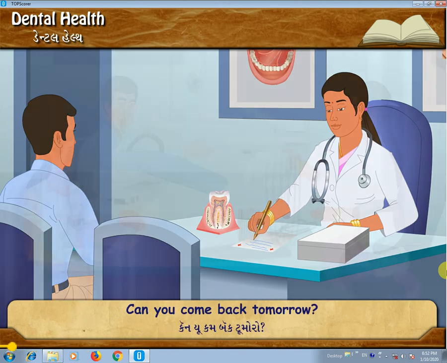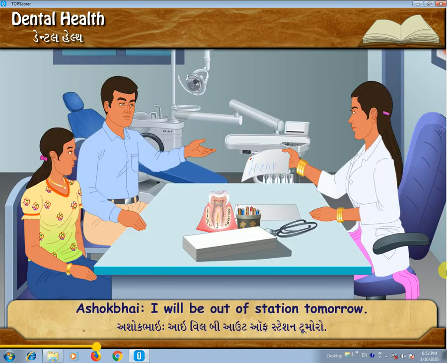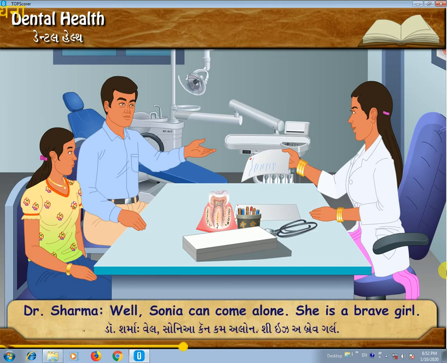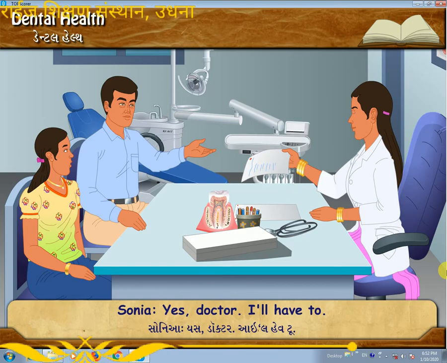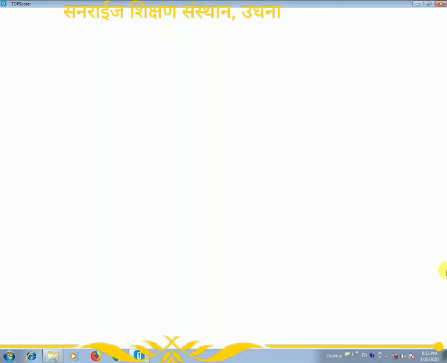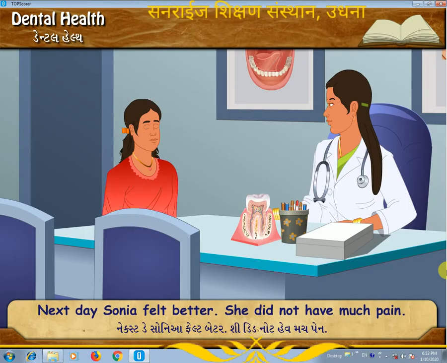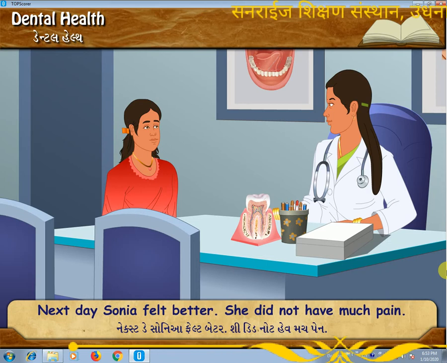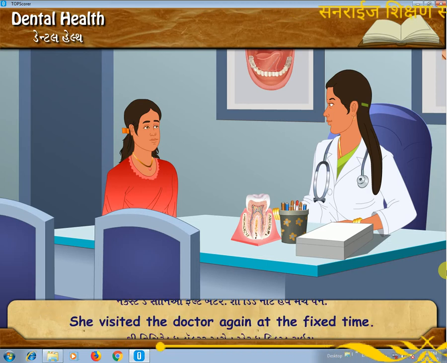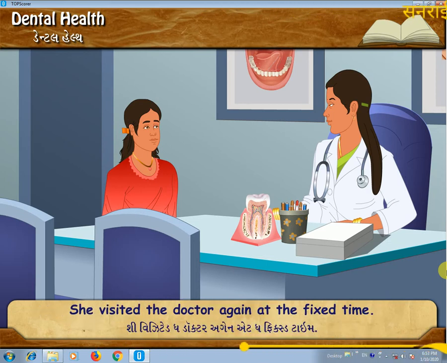"I am prescribing some medicines today. The pain will subside by tomorrow. Only then further treatment is possible. Can you come back tomorrow?" "I will be out of station tomorrow." "Well, Sonia can come alone. She is a brave girl." "Yes, doctor, I'll have to."